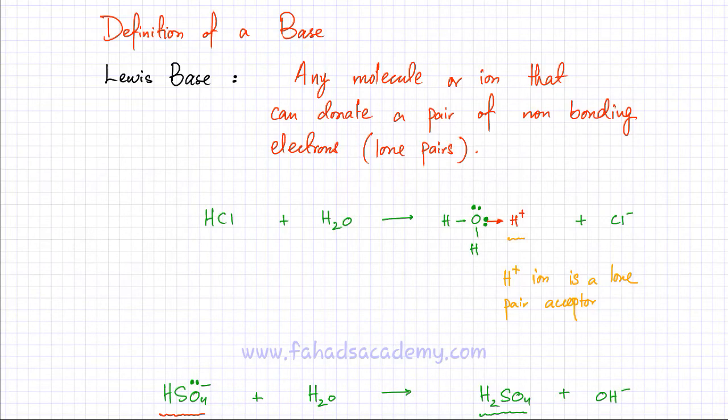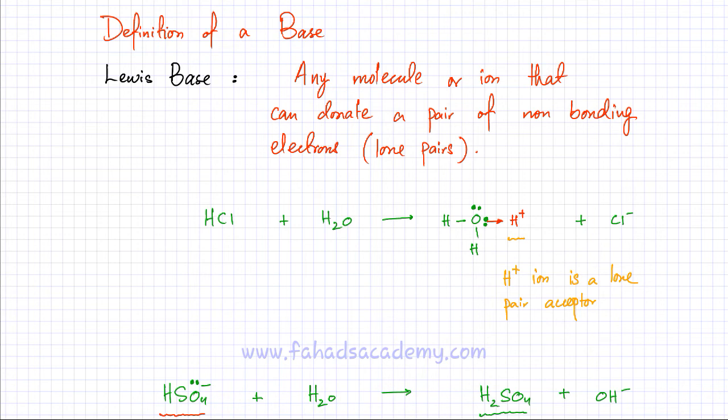In this lecture, we're now going to study what a base is, and specifically we're going to study what a Lewis base is. So a Lewis base is any molecule, or it could be an ion, that could donate a pair of non-bonding electrons. So any electrons in the outer shell of an atom that are non-bonding, or you can call them completely full outer orbitals in the electronic configuration in the outer shell, they are called lone pairs. So any molecule that donates a lone pair, that would be called a base.